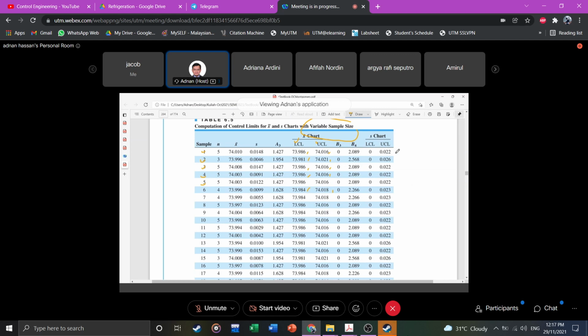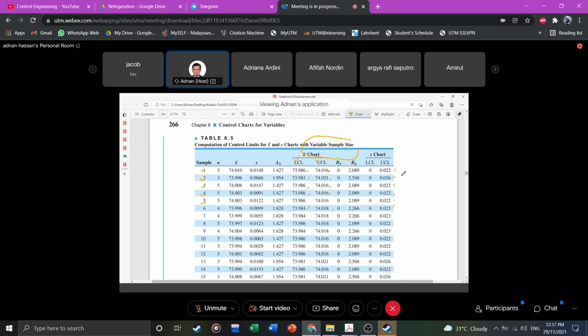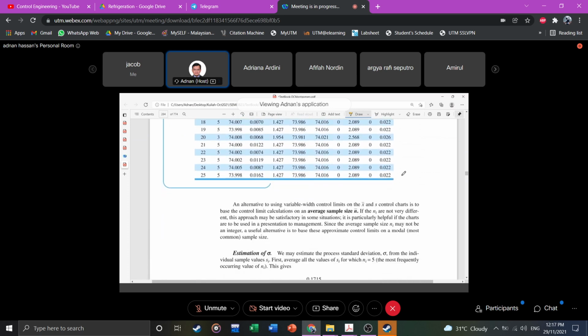Same thing also here. That's why the control limit now looks like a dash. So this is the case where variable control limits are used.